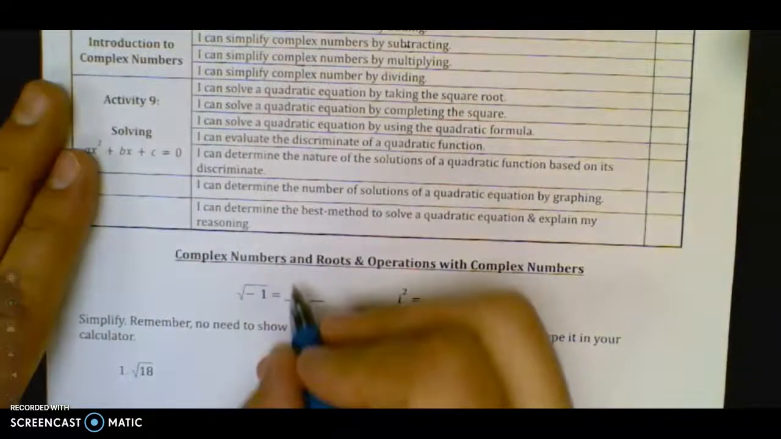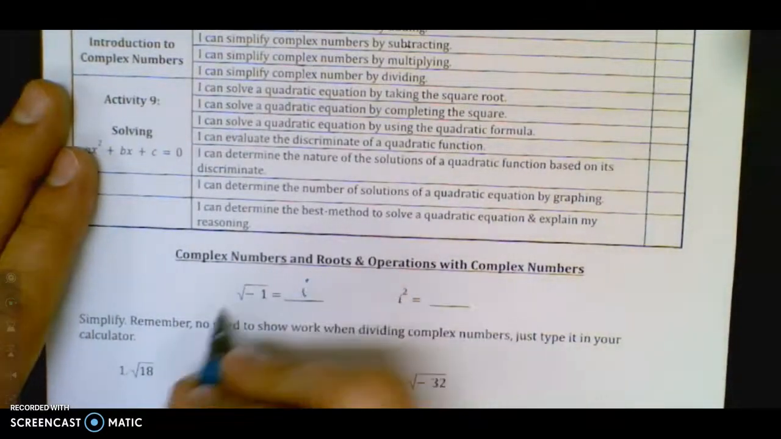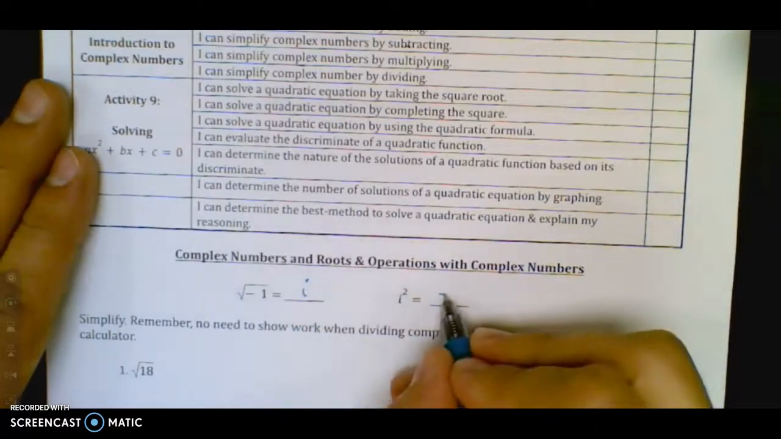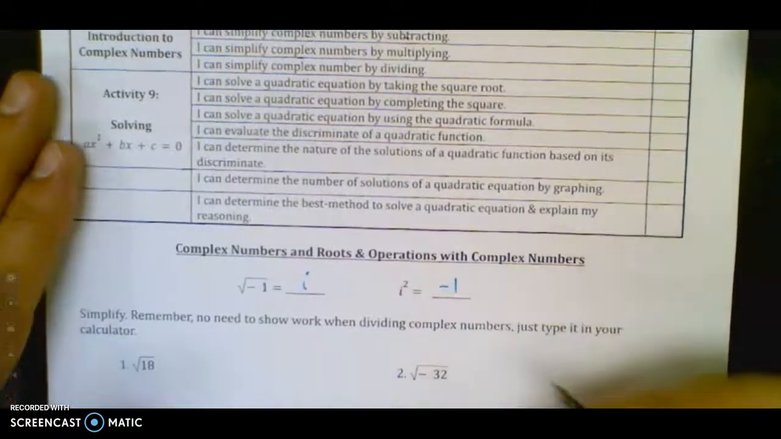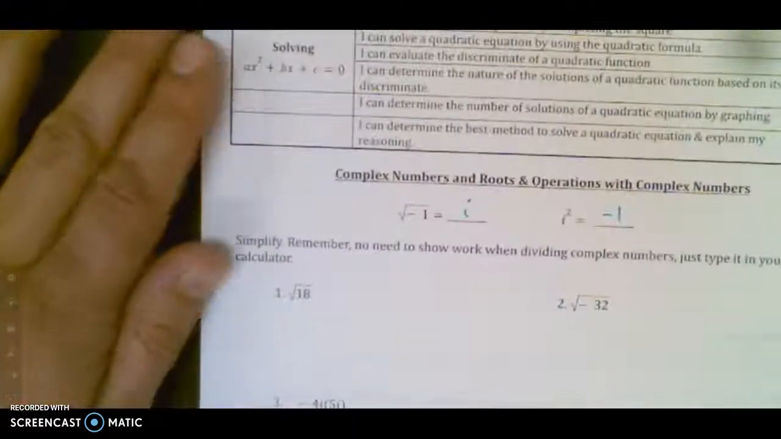So a couple things to remember. The square root of -1 is i, and i squared is -1, because when you square a square root, you're left with what's there.